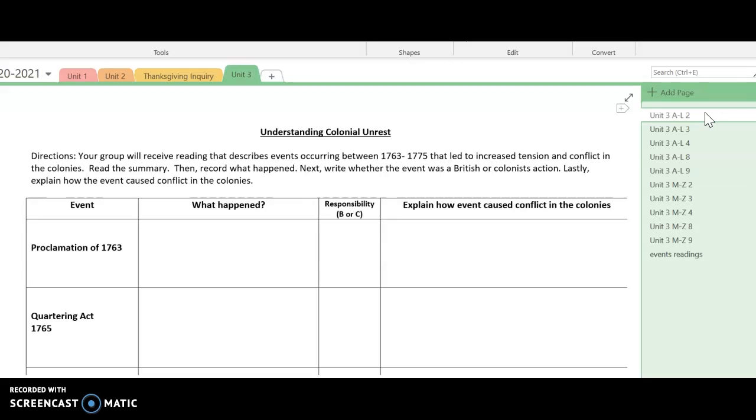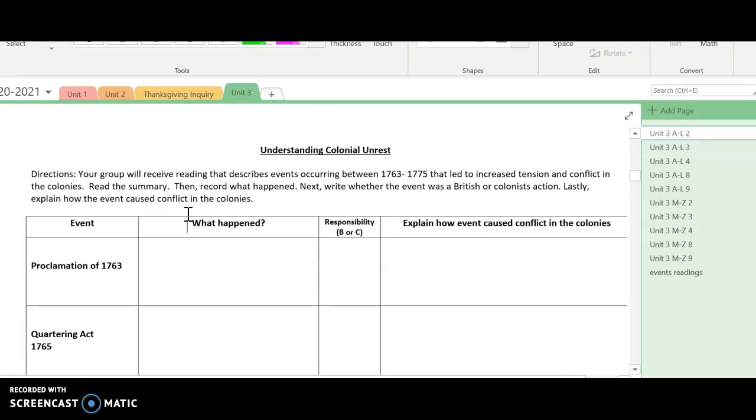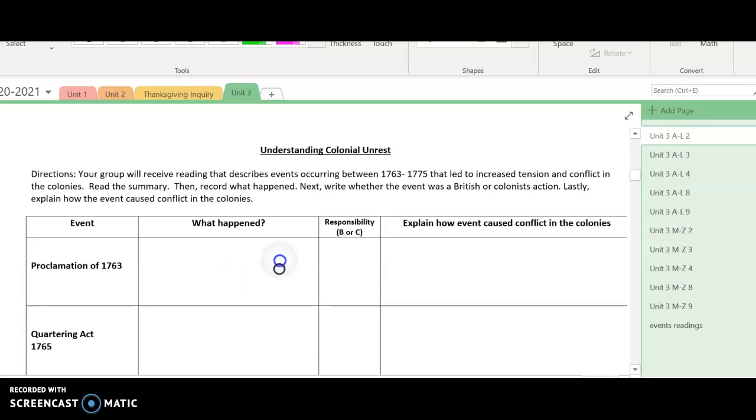So we've got three things to fill in on this graphic organizer. A summary of what happened, who has responsibility for this event, and how the event caused conflict. So we're going to start with what happened. So basically, the Proclamation of 1763 was a law that forbid colonists from moving west of the Appalachian Mountains.